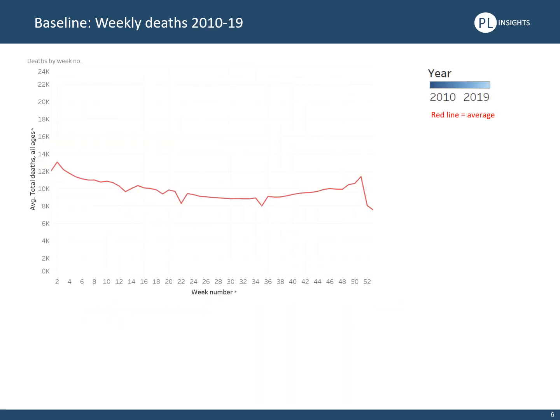If we look at how those deaths occur by week of the year, which is what we can see on this chart, we've got along the horizontal axis week number going up to 52 with the odd week 53, and on the vertical axis the average number of deaths reported in that week. So the red line is the average over the 10-year data set. We can see that there's clear seasonality in this data.